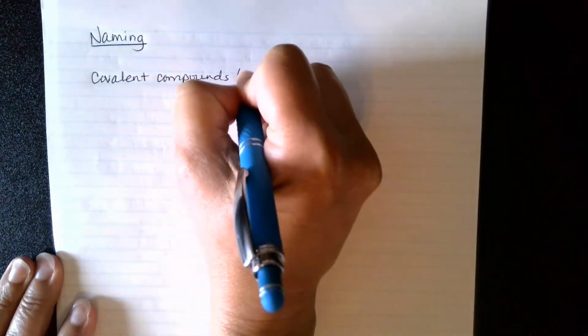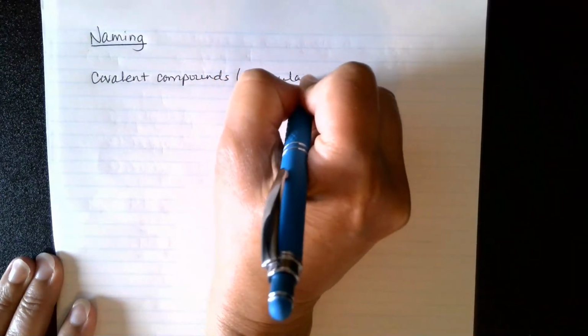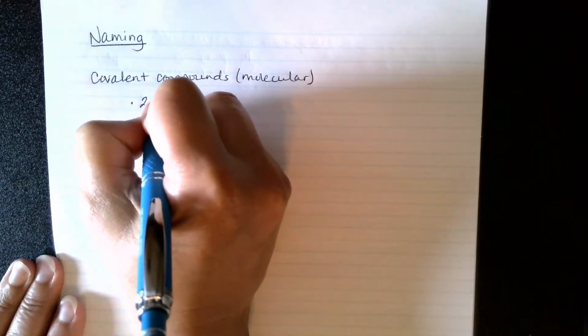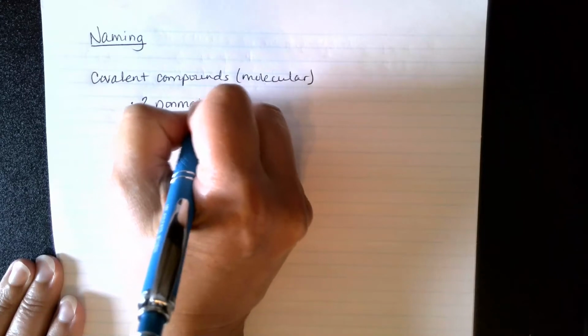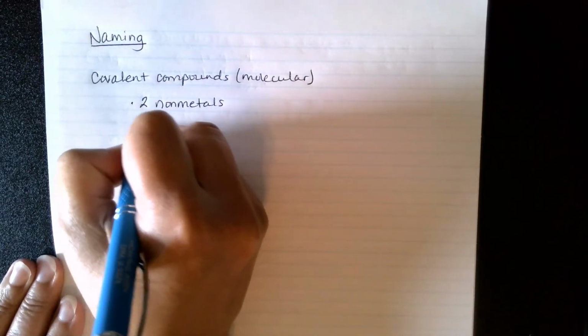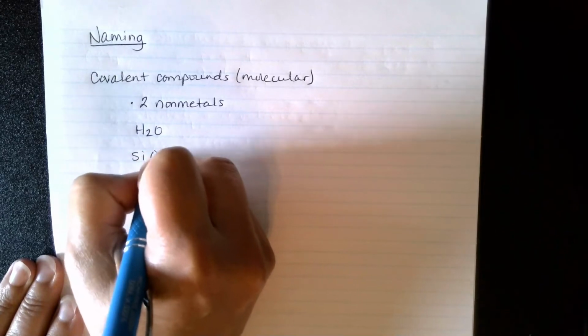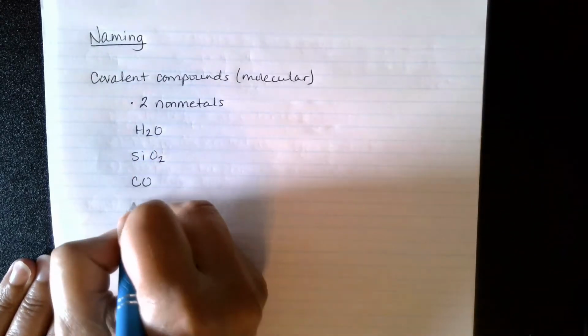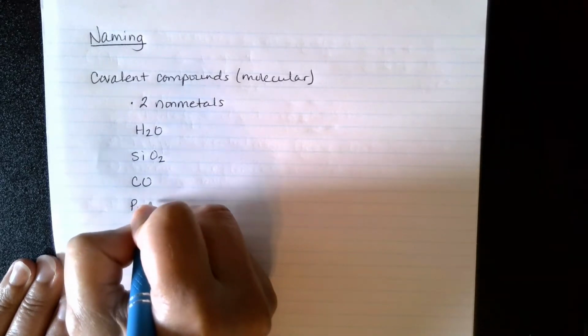Alright, so we're going to talk about naming. First we're going to look at covalent compounds, and sometimes these are called molecular. For covalent compounds, remember this is two nonmetals. Alright, so we'll say we have those examples.